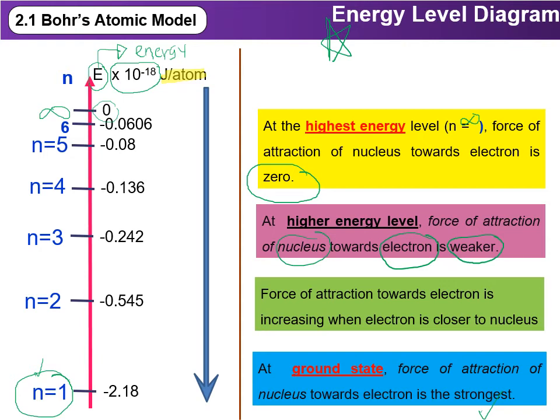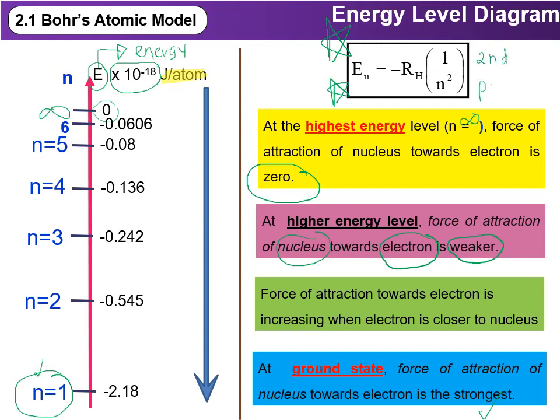So how do we know the values here, negative 2.18, negative 0.545? Don't forget, here we have the exponent negative 18. Basically, we are based on this formula. This formula is the second postulate in Bohr's atomic structure. If you still remember, the second postulate states that the energy of the electron at every energy level is quantized, is fixed. So that means as long as the electron is at n equal to 1, the energy is always negative 2.18 times 10 to the power of negative 18.